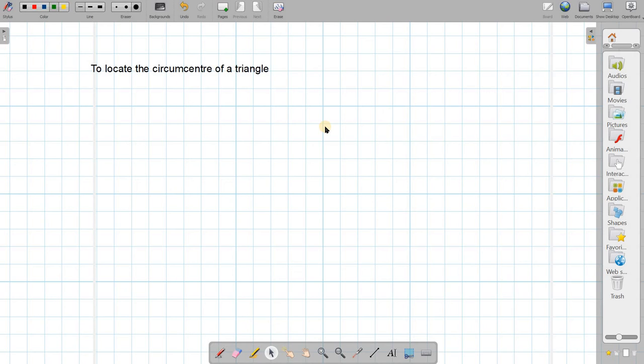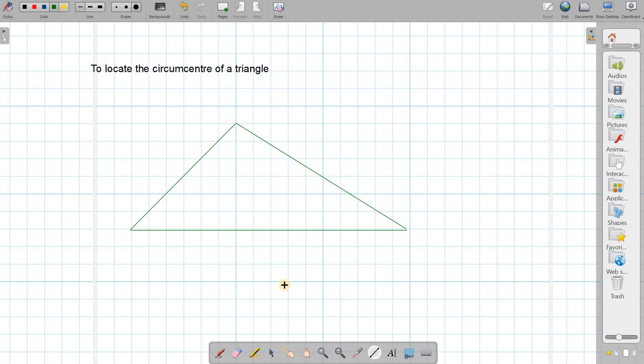I'll just demonstrate by taking a simple triangle, and randomly I'm taking a triangle. It may be any kind of triangle, but I'm taking the case of an acute angle triangle. So I'm just drawing a triangle here, from here to here one line, and from here to here another line. Let me take something bigger like this. The third one is here. This is the triangle that I have taken. I will have to locate its circumcenter.